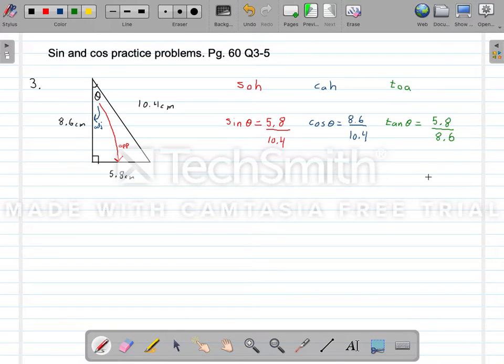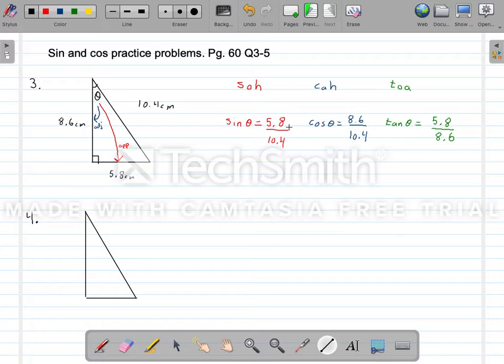Okay, that's it for number 3. So we'll go on and give number 4 a try. You just need to do 3 or 4 of these to practice, and then it becomes second nature. Here's another triangle. Actually, let me pause here and ask if anyone has any questions.